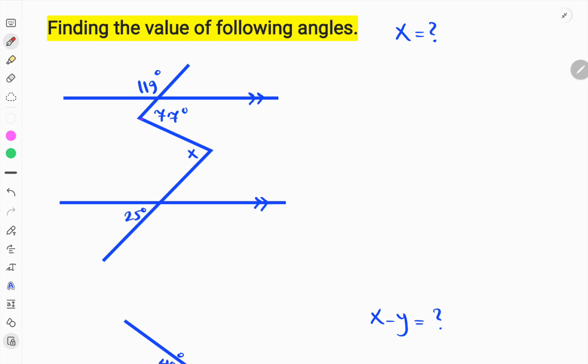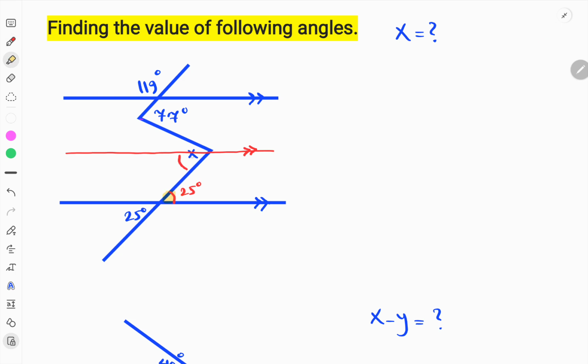In order to find x, first of all, I'm gonna find the value of this angle. This one and this one are vertical angles or opposite angles, so they are equal in size. So here is 25 degrees. And then you can see that these two lines are parallel, and I'm gonna draw another parallel line here. Okay, and first I'm gonna find the value of this part of angle x.